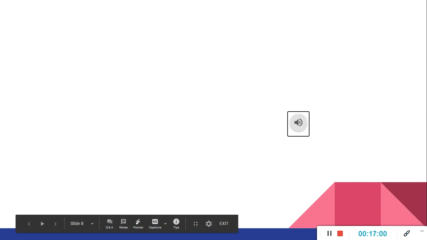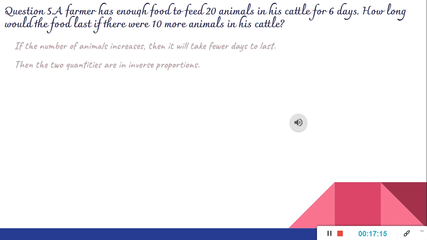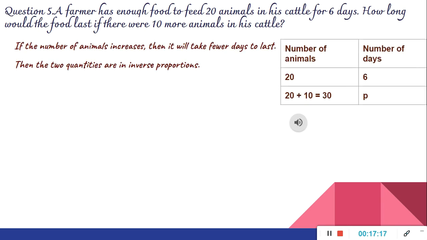Now question number 5. A farmer has enough food to feed 20 animals in his cattle for 6 days. How long would the food last if there are 10 more animals in his cattle? So here let's see the table. Number of animals: if it is 20, then 6 days the food can last. If the number of animals is increased by 10, meaning 20 plus 10, that is 30, then how many days can the food last?